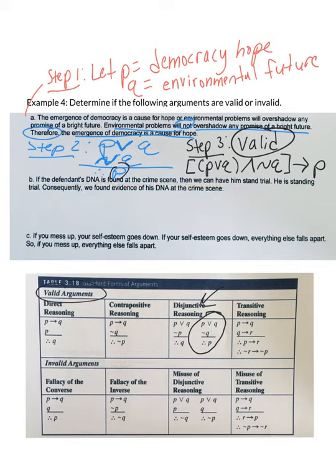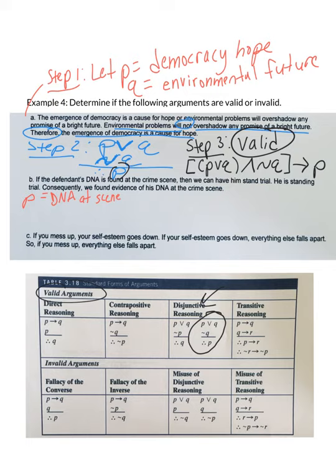So step 1, let's assign our letters as usual first. So let's let P represent the defendant's DNA is found at the crime scene. So I'm just going to write P equals DNA at scene.